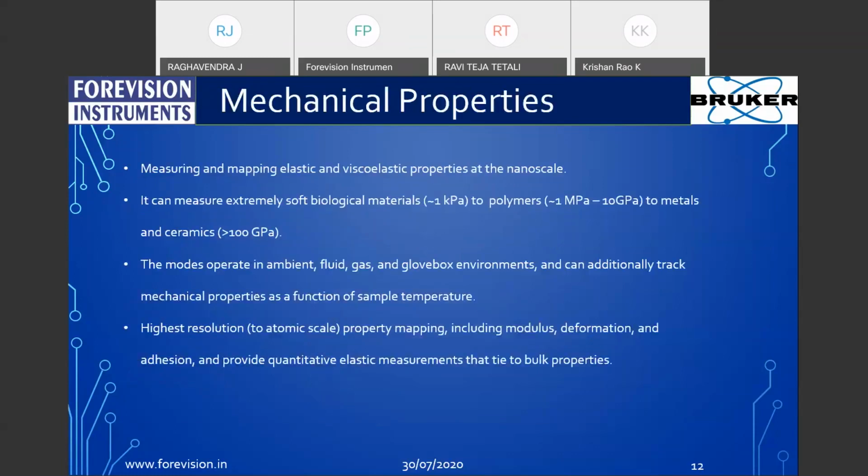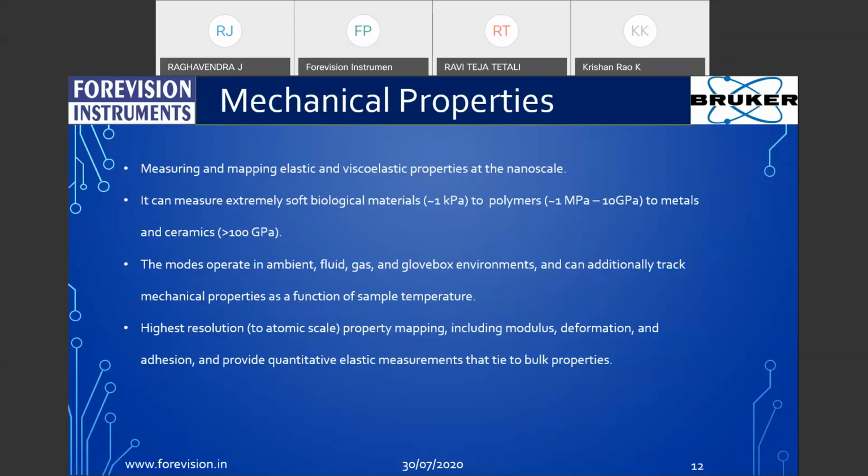So now I will discuss a little bit about the mechanical properties. The mechanical properties are basically, we can measure the elastic properties such as modulus or stiffness, adhesion, and deformation or dissipation. All these things can be measured using the AFM.